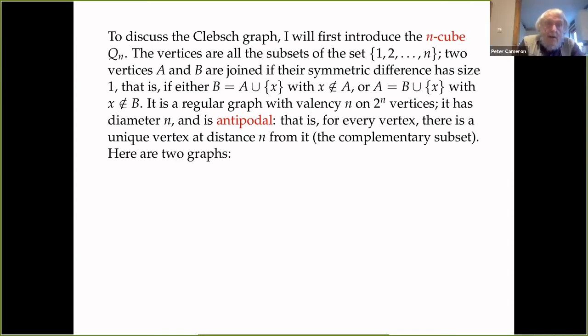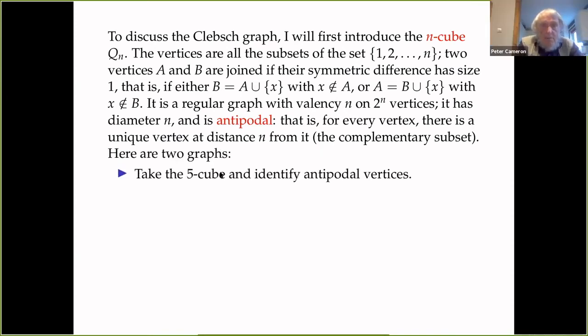Okay, so now, having got the definition of the n-cube, here are two graphs that we can build from it. First of all, take the 5-cube. This is a graph of diameter 5, and it has antipodal vertices. For each vertex, there's a unique vertex at distance 5 from it. Now, I'm just simply going to identify those. So make a new graph whose vertices are the antipodal pairs in the 5-cube. If you have two adjacent vertices, then their antipodal pairs will also be adjacent. So there's a natural way of defining an adjacency rule. This will give us half as many vertices, so 16 rather than 32, and the graph will have valency 5.